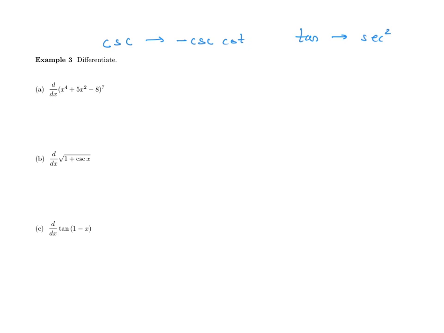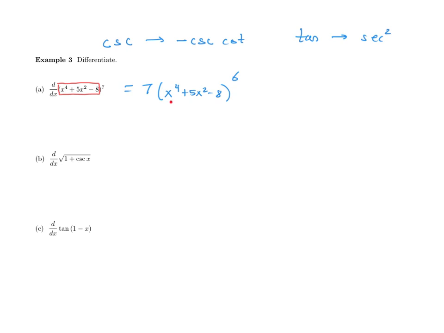To start with, I want to differentiate this first one here, x to the 4th plus 5x squared minus 8, to the 7th power. The inside function is x to the 4th plus 5x squared minus 8. So when I look at this thing, I'm really thinking it's something to the power of 7. How do I take the derivative of something to a 7th power? Well, I would bring down the 7, copy down the variable, and subtract 1 from the exponent. So I'd copy down the x to the 4th plus 5x squared minus 8.